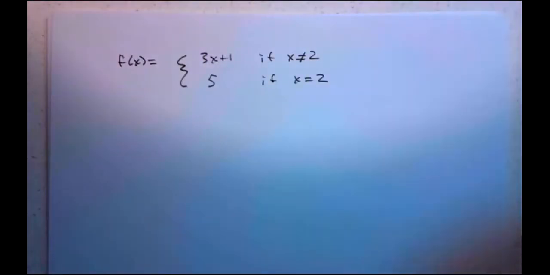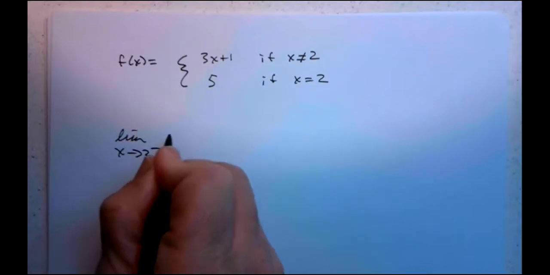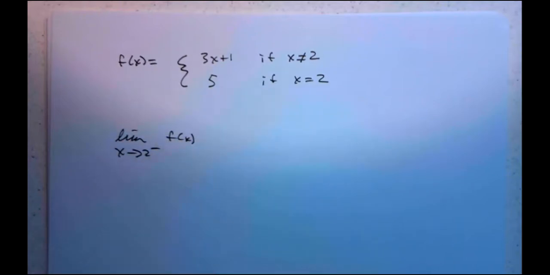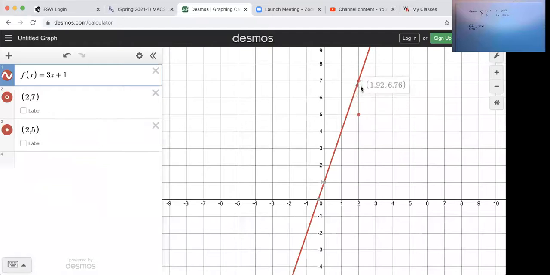So for this question, does the limit exist? Well, let's look at it. What is the limit as x approaches 2 from the left of f of x? Let's go back and look at our picture. As I approach 2 from the left, where are the y values headed? They're getting closer and closer to 7.